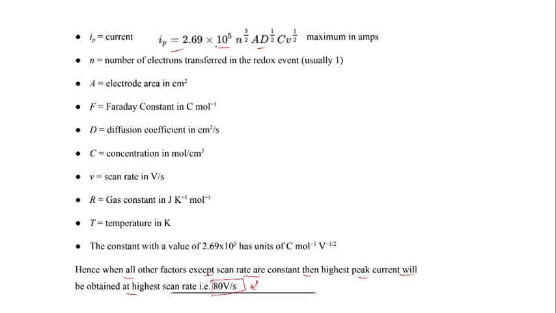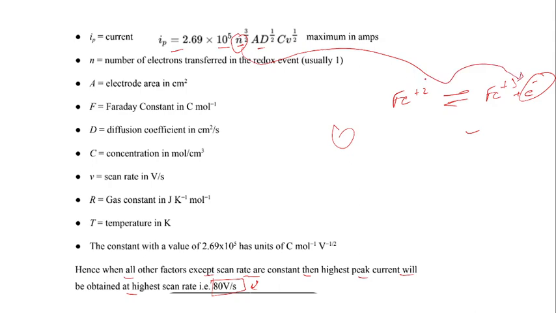In the Randles-Sevcik equation, n is the number of electrons transferred. Suppose it is Fe2+ going to Fe3+ plus an electron. So how many electrons? One electron for this reaction. So this n represents how many electrons are consumed in this reaction. Second is A, which is the electrode surface area.